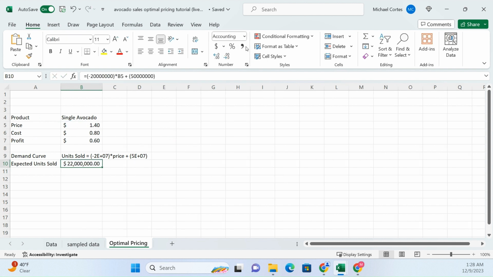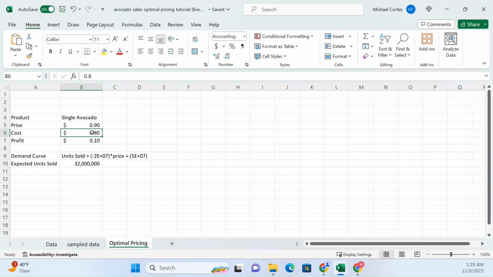So we expect to sell 22 million avocados total, US worldwide. What if we shrink the price now to, let's say, $1.10? That number increases because now it's cheaper. We expect more sales. If we decrease it to, say, 90 cents, we expect to sell even more.